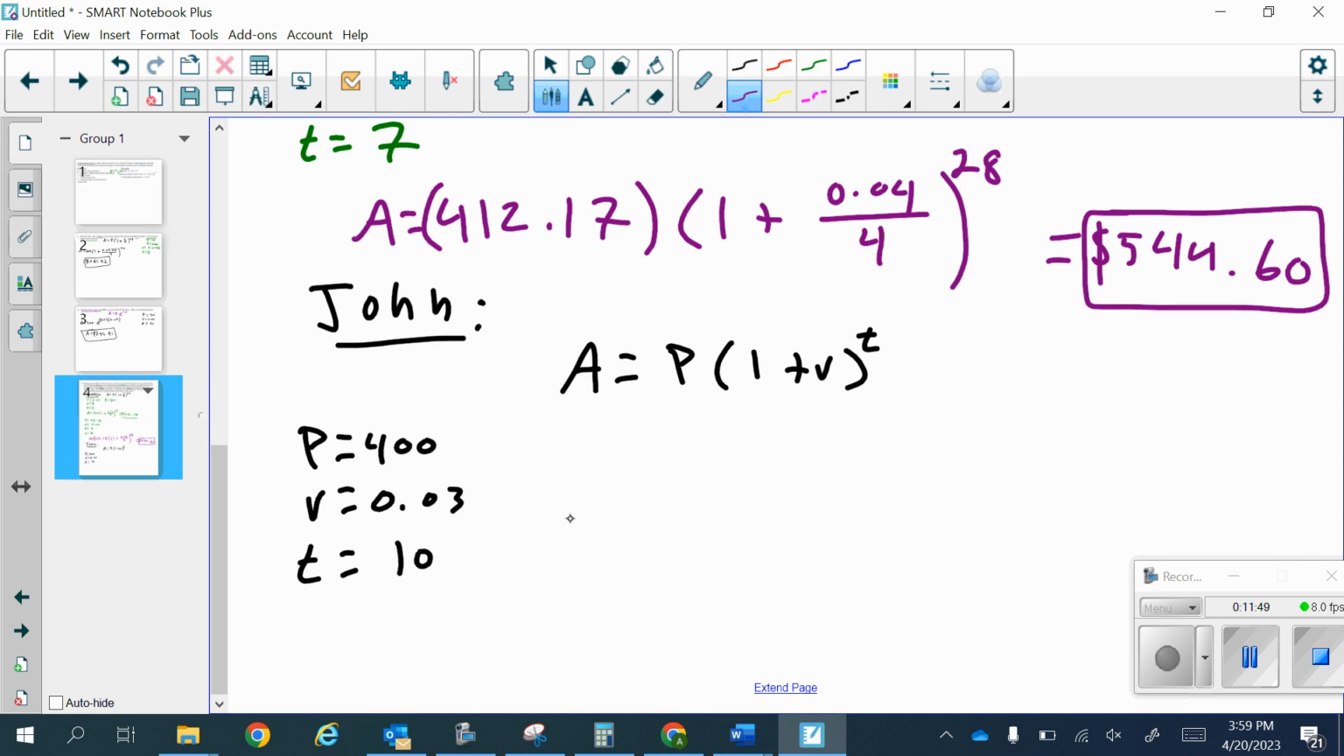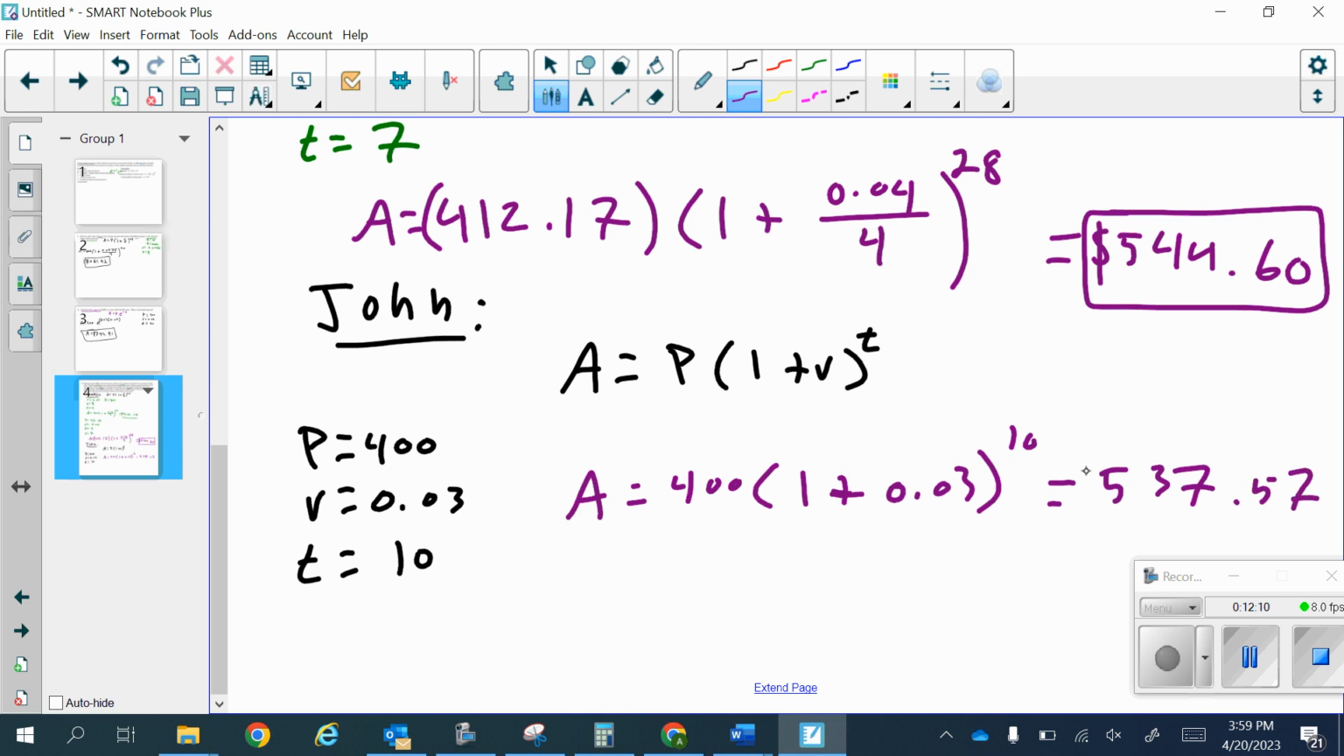So we get that the amount of money he'll have in his bank account, which is A, will equal the principal amount, which is 400, multiplied by 1 plus his rate, which is 0.03, raised to the 10th power. And when you solve this out, we see that John has $537.57 in his bank account after 10 years. So it looks like Teresa was a little more well off by, what, $7.03, but she still had the better deal.